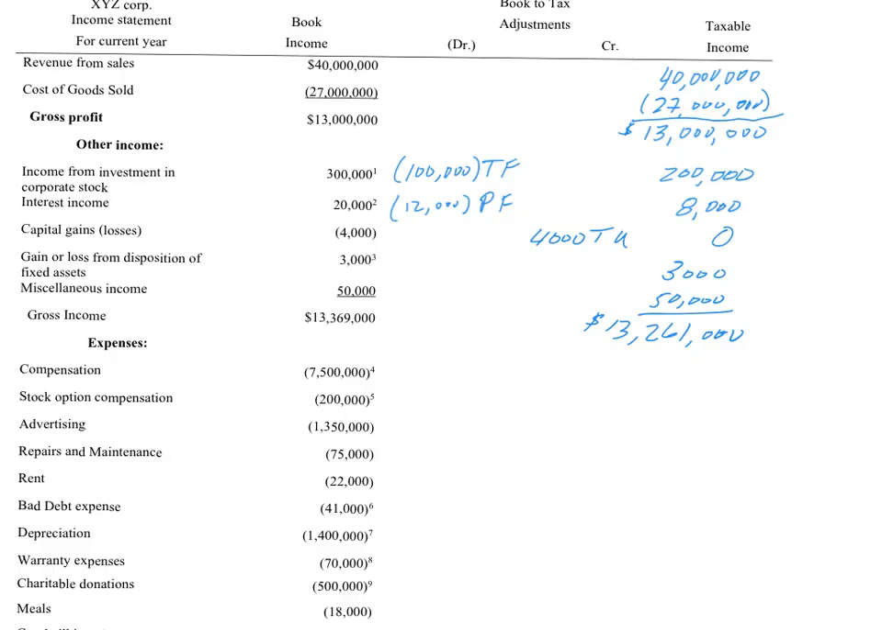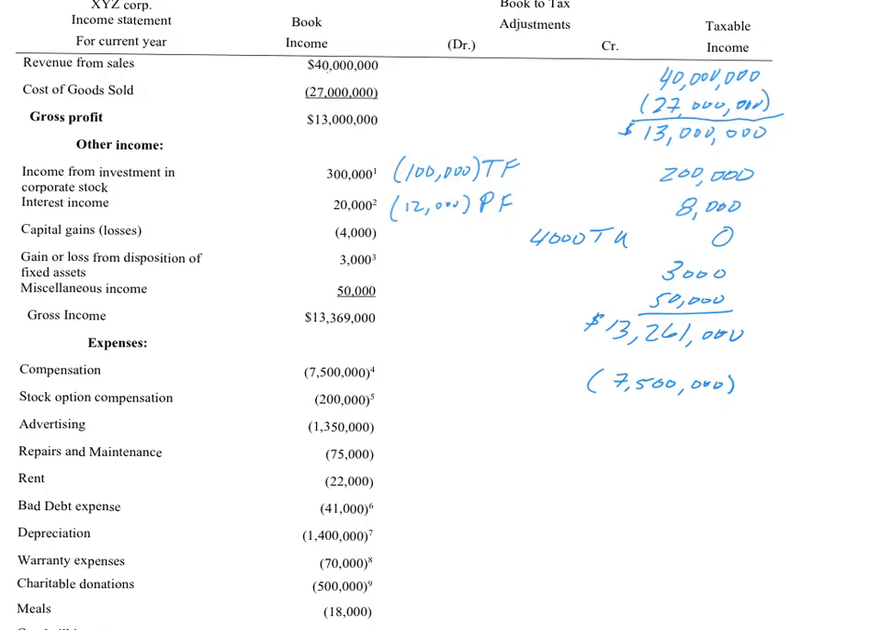Okay? Now we get to deal with book tax differences with respect to all of their expenses. All right, so the first expense we have listed is compensation, and there's a note. What this information tells us is that they have not violated the tax rules around reasonable compensation. So there is no book to tax adjustment here. So they get to deduct the entire $7.5 million of compensation.